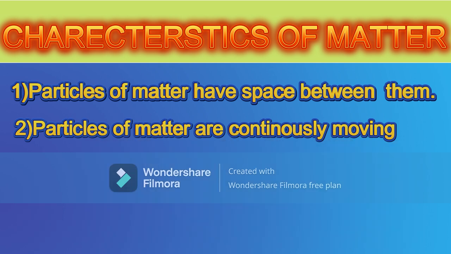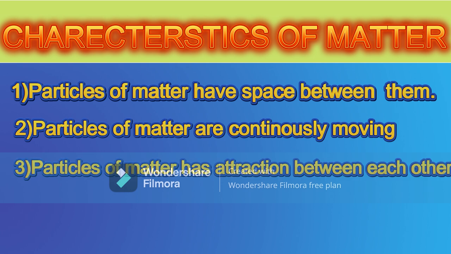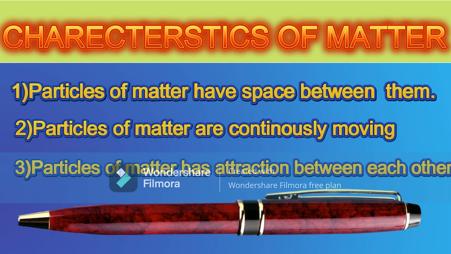The third and final characteristic of matter is that the particles of matter have an attraction between them. For example, let's take this pen over here. This pen is made up of tiny particles such as steel, wood, etc. If these particles did not have an attraction between each other, the pen would have separated into separate particles. This shows that particles have an attraction between each other.